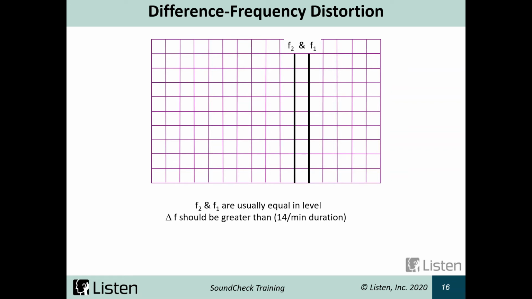For difference frequency, F2 and F1 are usually equal in level. The difference between the two should be greater than 14 divided by the minimum duration. So the difference between the frequencies, either linearly or a ratio, is held constant during the entire sweep.